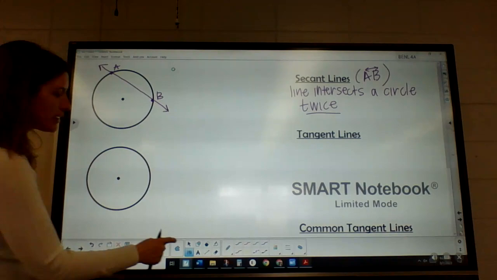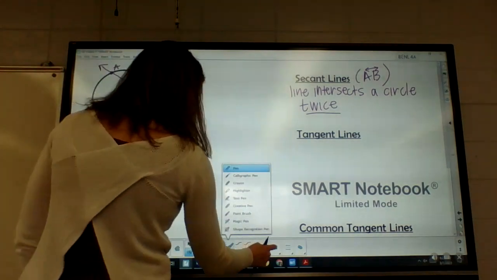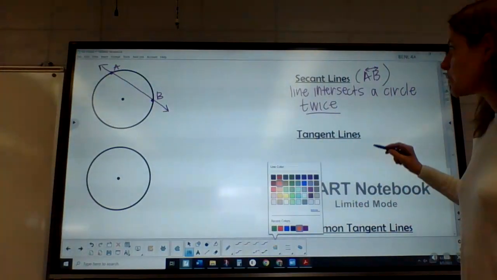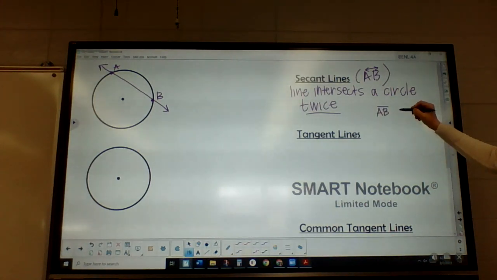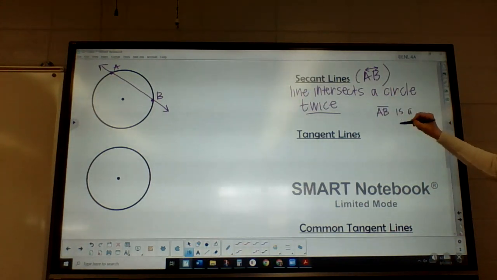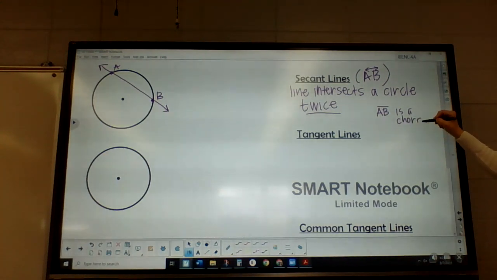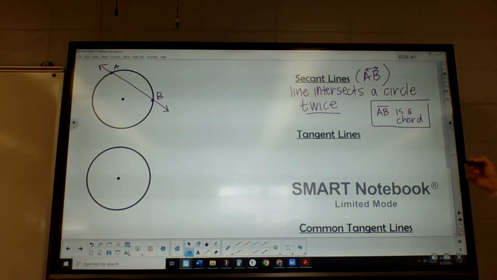So just to remind you guys, we talked about this a little bit ago. So we could also call AB a chord, like the segment. So that's kind of a side thought, that AB could also be called a chord if I just look at that little segment.